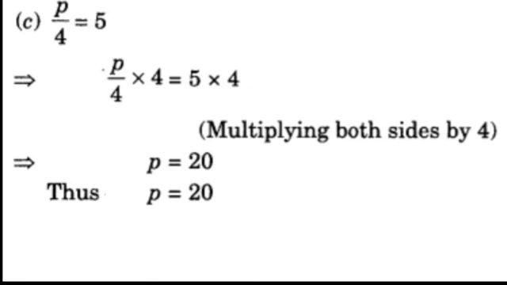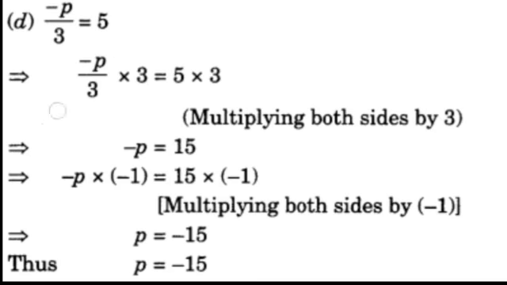See, p divided by 4. We will use the opposite of divide by 4, that is multiplying 4 on both sides. This 4 will get cancelled. 5 4s are 20. You will get the answer p's value as 20. The next one is divide by 3. You will use the opposite of this, that is multiplying 3 on both sides. This 3 will get cancelled by this 3. Minus p is left. 5 3s are 15.